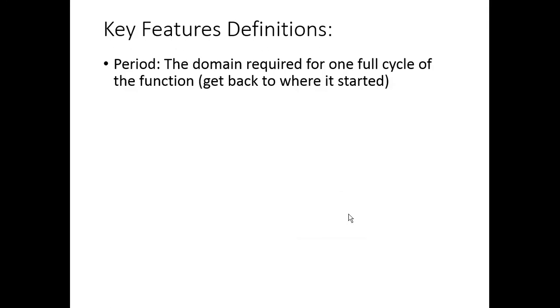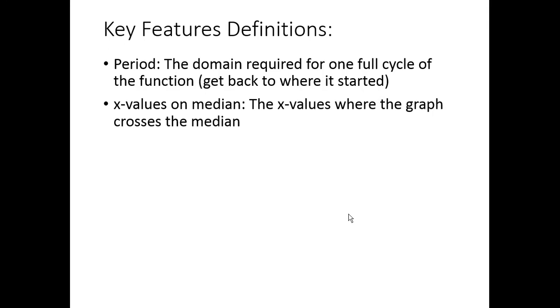Now our next 4 key features, we've got the period. This is something that's probably new to most of you. It's the domain required for one full cycle of the function, so to get back where it started. So for sine, it starts at y equals 0, and then it goes through the full loop and it gets back to where it started. So it has to complete the whole pattern, so up, down, up, and then that's called the period.